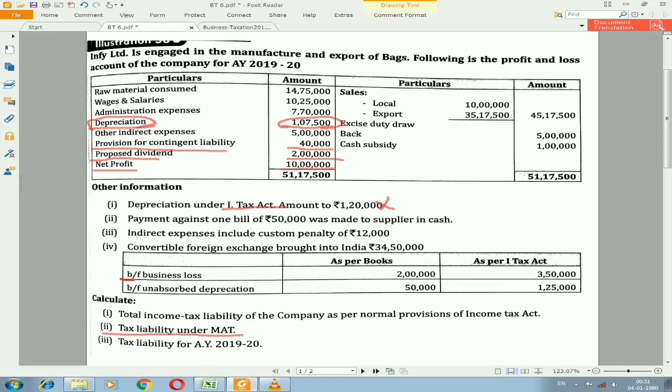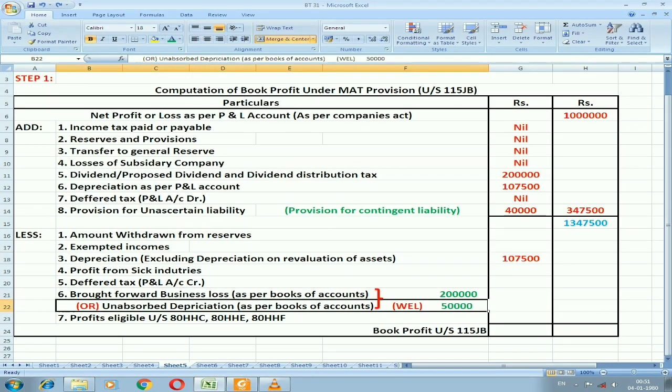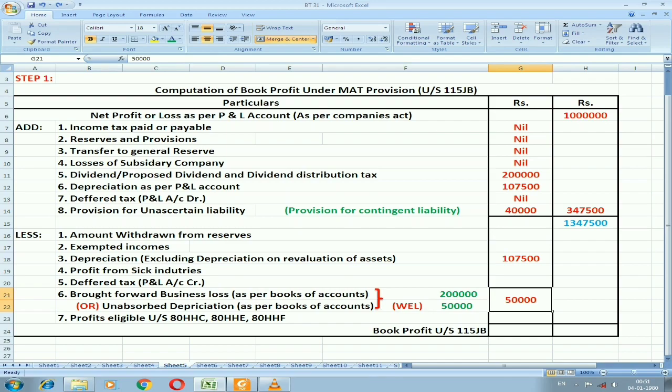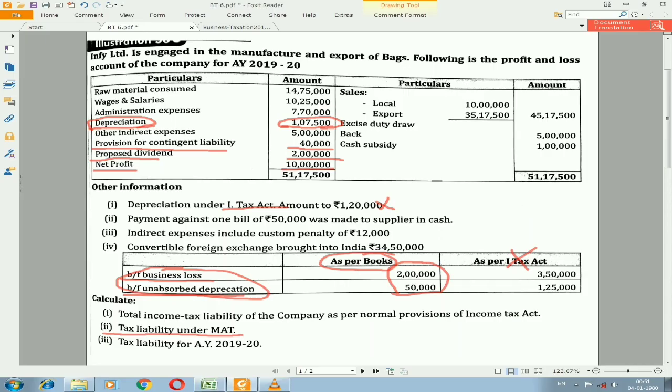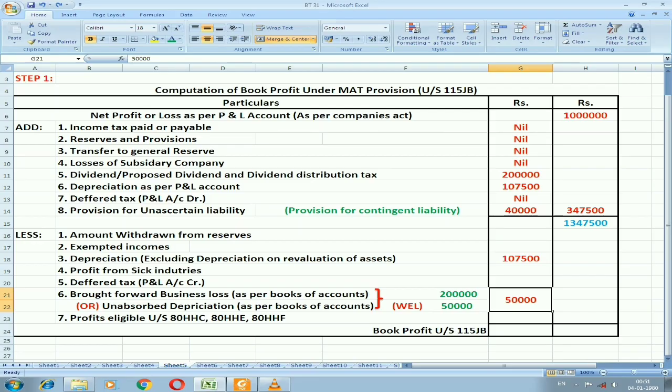If any revaluation of assets is there, then we can deduct it. After that, as I told you, brought forward loss and unabsorbed depreciation we are supposed to take only as per books, not as per IT Act. If they have not given it as per books, and have given only the IT Act figure, then we can't take it. If they have given both amounts, then we can compare and take the lesser amount. Apart from that, we don't have any information to take under less. All other items will be nil.